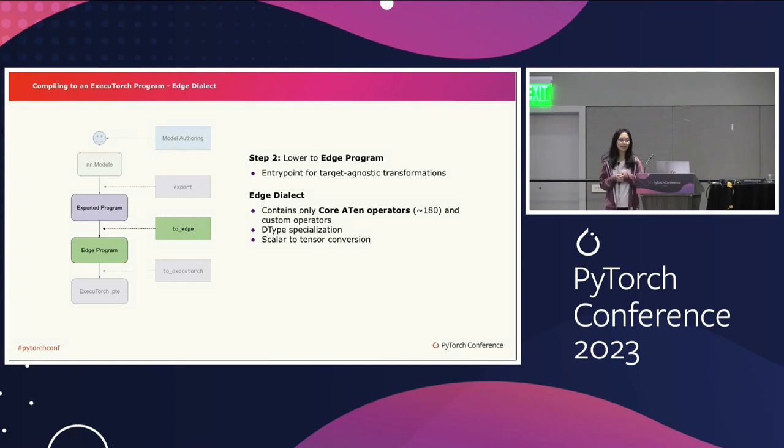Additionally, this dialect has dtype specialization, which will allow the ExecuTorch kernel library to build kernels based on specific dtypes for a more optimized runtime. And we also do normalization on the inputs by converting all scalars to tensors so that these operator kernels do not have to implicitly do this normalization.